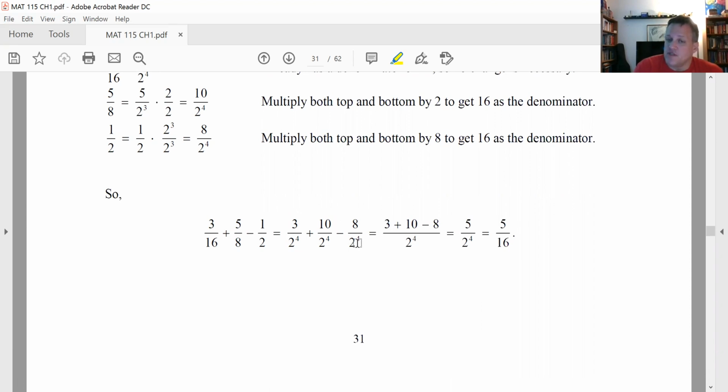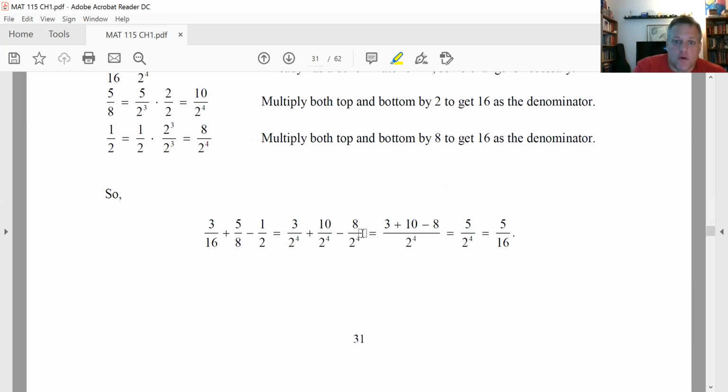Remember, 2 to the 4th is just 16. So it looks different, but it really is just 16. Now they have the same bottom, add or subtract across the top, and then I get 5 over 2 to the 4th, which you wouldn't leave like that. You actually rewrite this as 5/16. All right, that's a rather tame example of finding an LCD.